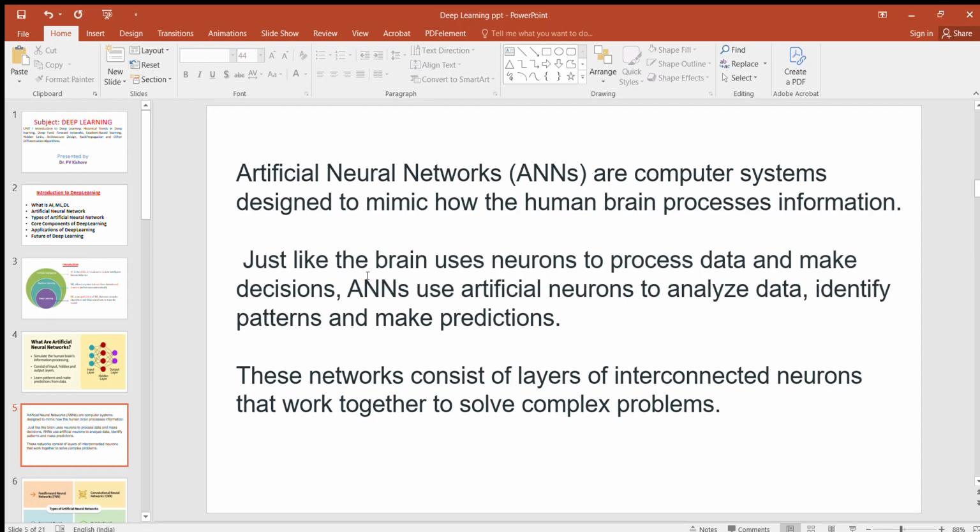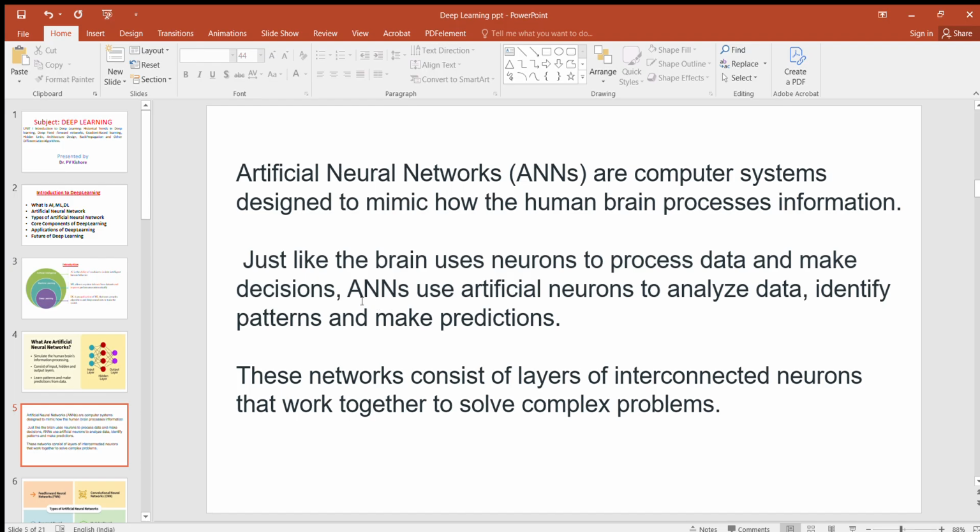Just like the brain uses neurons to process data and make decisions. Suppose a human wants to take a decision, which means the human wants to think. Thinking is nothing but using neurons to process the data. If the brain thinks, it will generate the output or the solution. That is called making decisions.